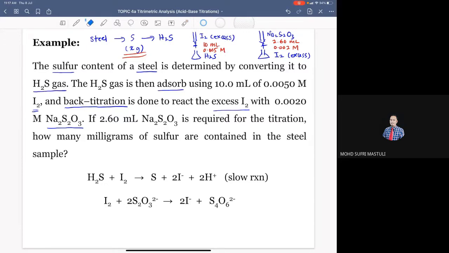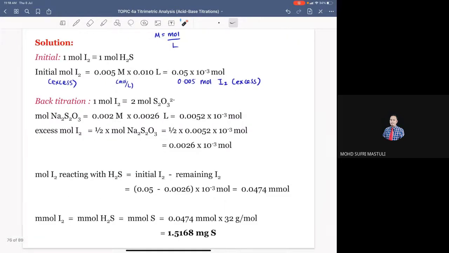Let's say I just delete this one. Okay, so we have to determine the mole of I2. We know 1 mole of I2 reacted with 2 moles of this one. So we can calculate the mole of thiosulfate because the information is given already. Mole of Na2S2O3 from the molarity and volume.